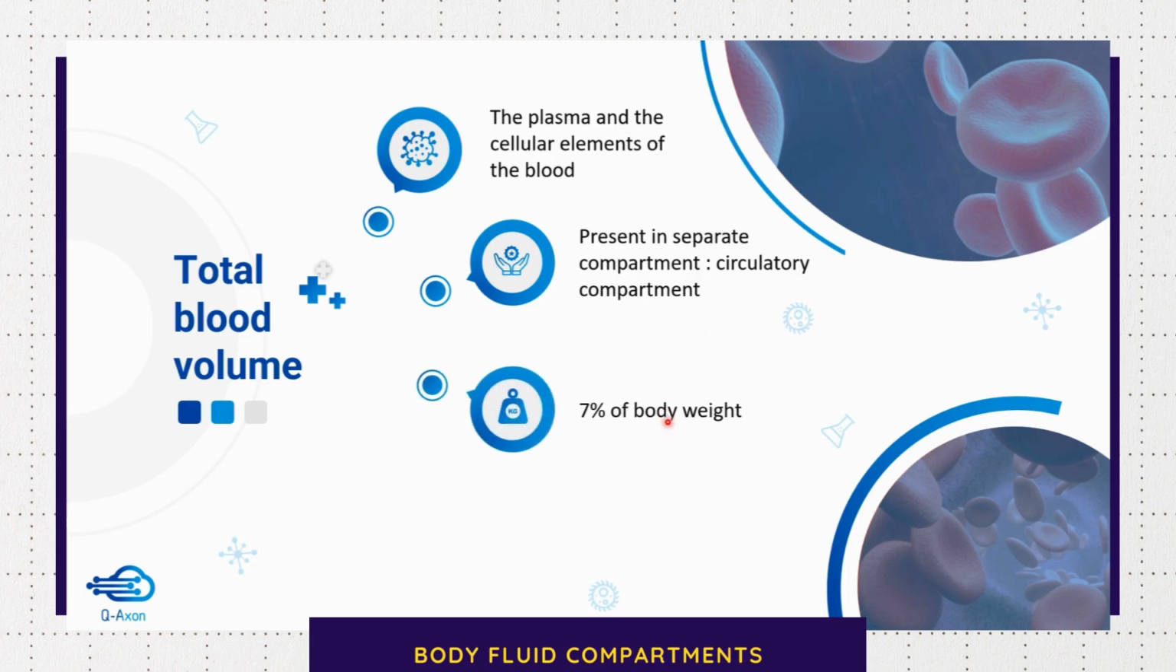So this constitutes 7% of the body weight. Logical also, isn't it? We said that plasma is 5% of body weight, and when we add the cellular components into it, it will be more. So it is 7% of the body weight. It constitutes 60% plasma and 40% RBCs. There are other cells also, but their number is very less. So majorly we consider RBCs only when we are talking about the total blood volume. Other cells will constitute a very small amount of this total blood volume.